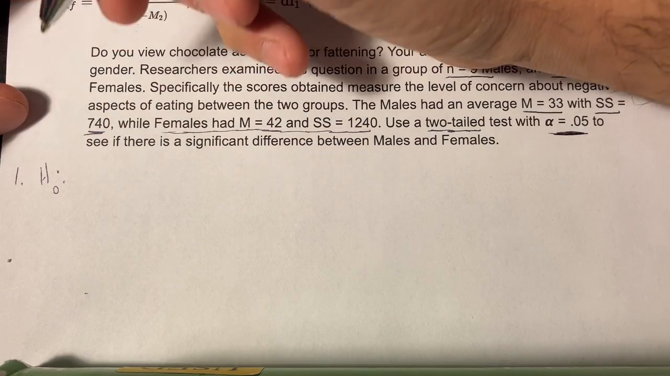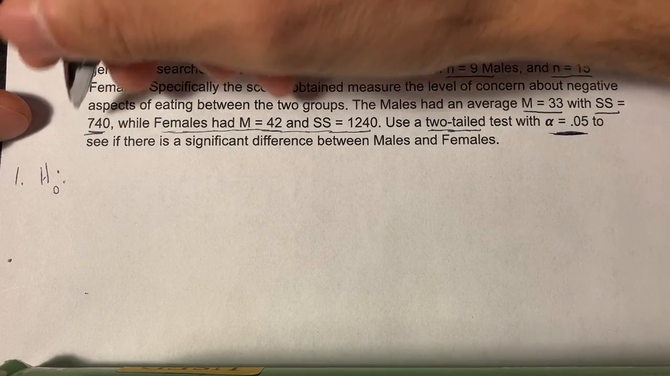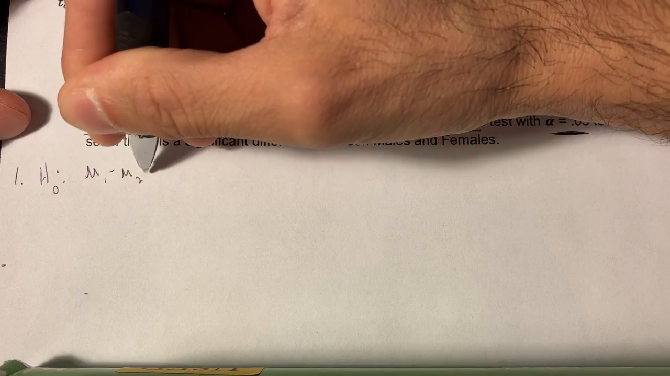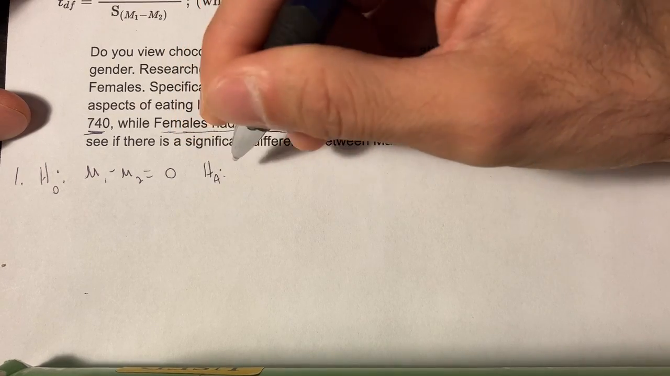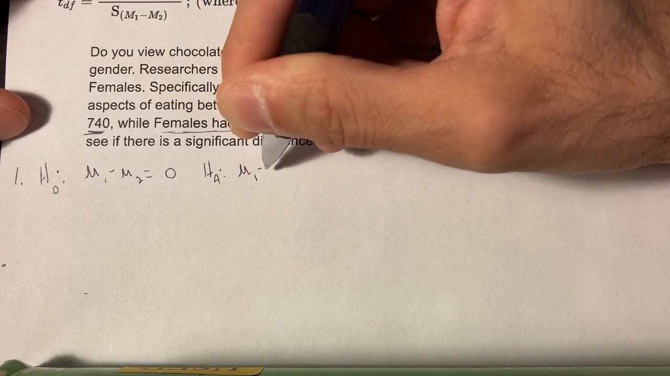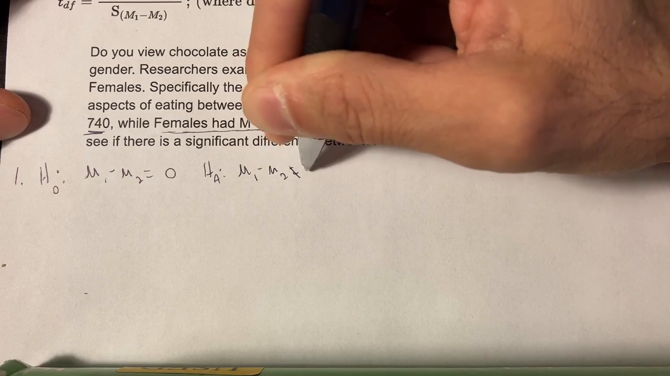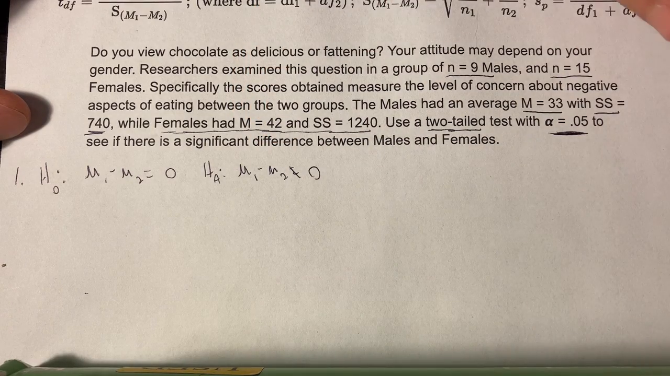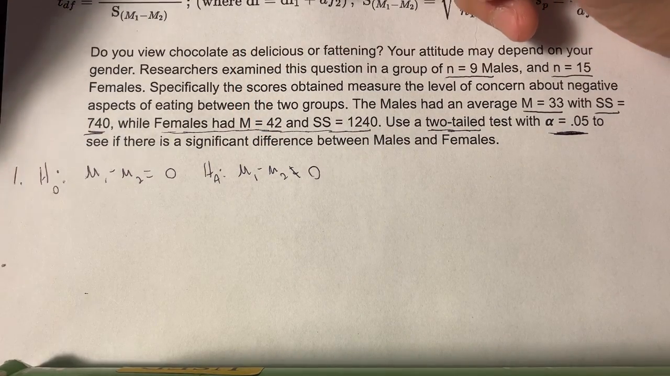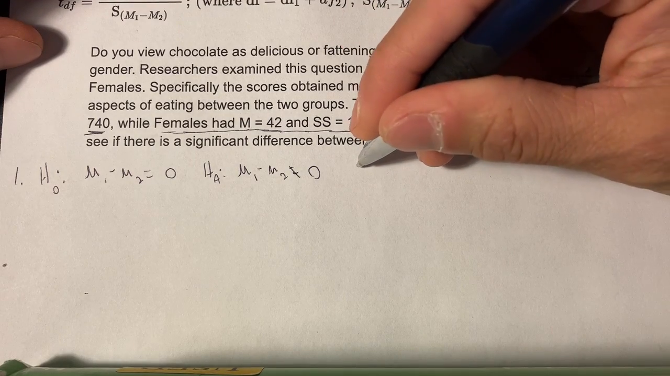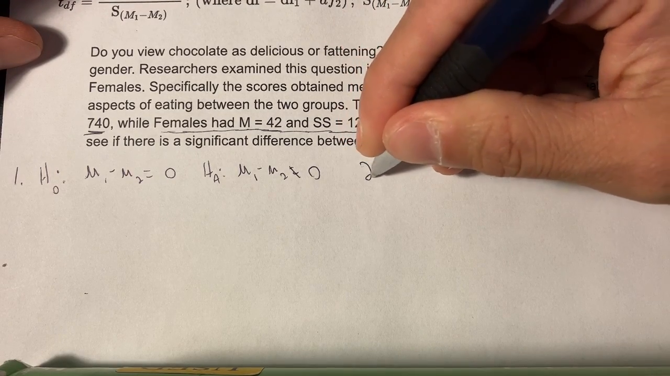So let's start with our null hypothesis. The null hypothesis is that the difference between the two population means is equal to 0. And the alternative hypothesis is that the difference between the two population means is not equal to 0. Now at this point, we can actually start setting up to draw the sketch.